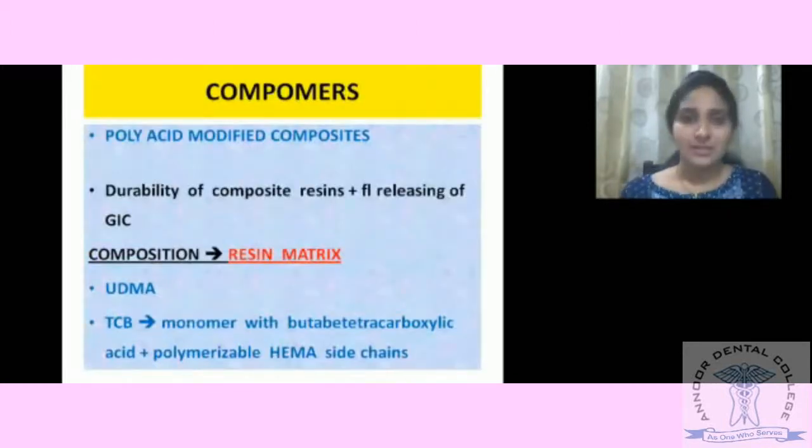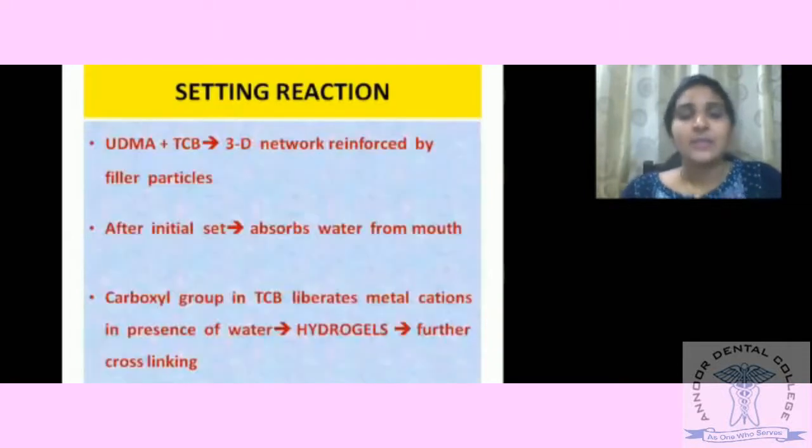Next, compomers. From the name itself, we can know that it includes the properties of both composites and glass ionomers. It is polyacid modified composite. It includes the durability of the composite resin and the fluoride releasing capacity of the glass ionomer cements. So the composition includes a resin matrix with UDMA and TCB combined with polymerizable side chains. Setting reaction: it forms a three-dimensional network reinforced by filler particles.